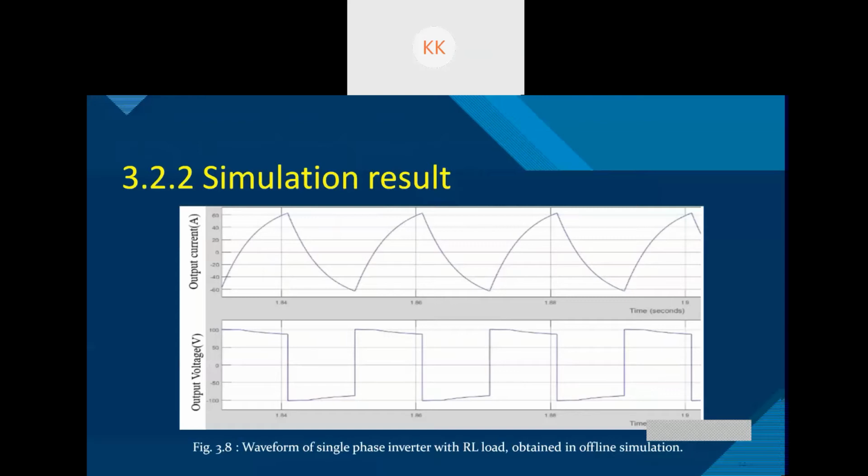As we can see, the load is both resistance and inductance. The inductance supplies the current, and thus the current flows in the opposite direction. That's why the current is negative. And for the upper half, the voltage is positive and the current is also positive, so current will flow from the DC supply.